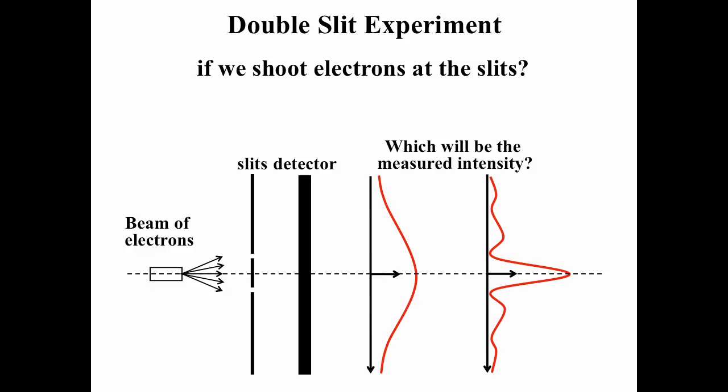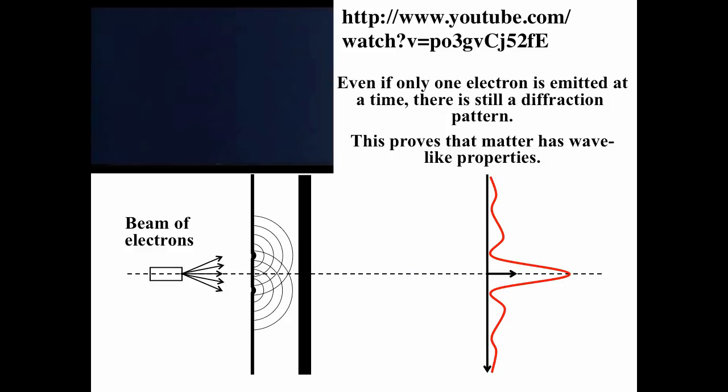Now we can ask ourselves, what happens if we shoot electrons at the two slits? Will we get the thing on the left, or will we get the thing on the right? Well, surprisingly, depending on the speed of electrons and the distance between the slits, we'd actually get the thing on the right. And so even matter has wave-like properties. Electrons can exhibit wave-like properties.